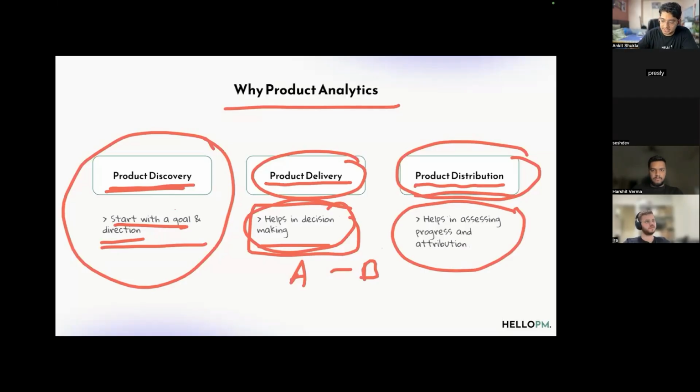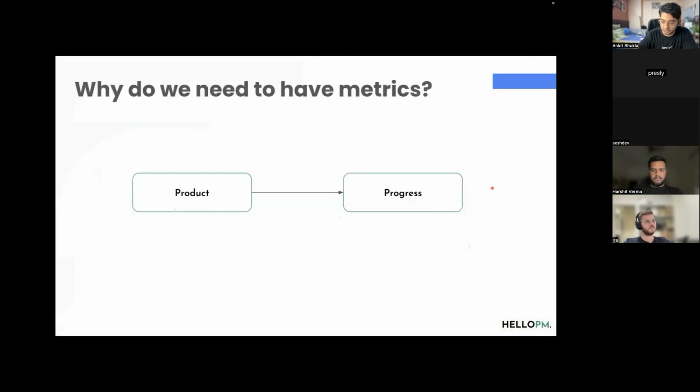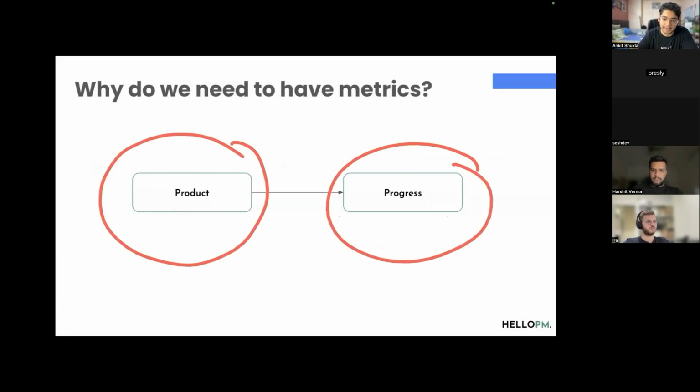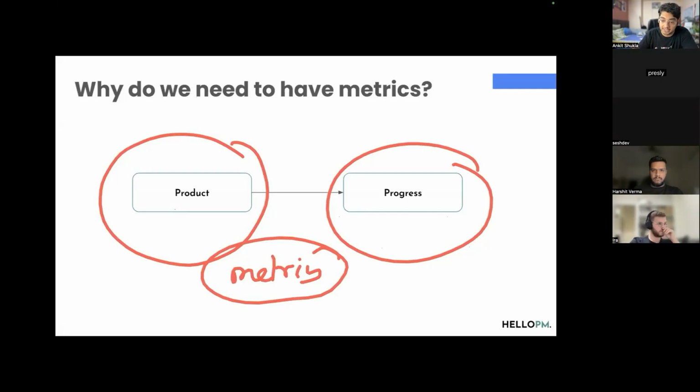So metrics are helpful in all three phases of product management, whether it is discovery, delivery, or distribution. In short, if you are building a product, you need to know if you are going in the right direction, whether you are making progress or not. And that is done with the use of metrics, and the understanding of metrics is known as analytics. The study of metrics is known as analytics.